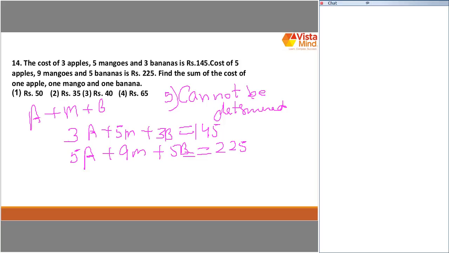So how to go about it? I'll request you all to just multiply the first equation by 2 and then subtract it from the second equation. Kindly please do it.